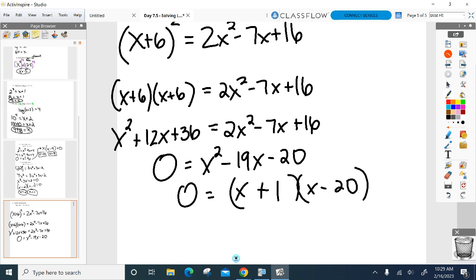Negative 20 and plus 1. It's kind of rare that we use the number 1, but that's what it is. 5 and 4 don't work. 10 and 2 don't work. It's got to be 20 and 1. What did you get? They group it instead, which is another method.